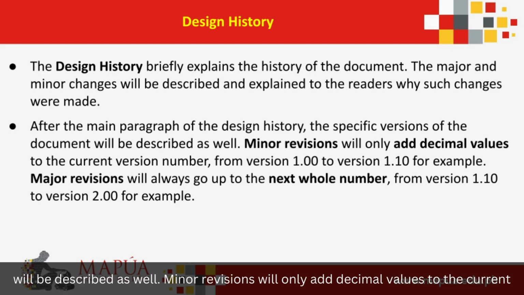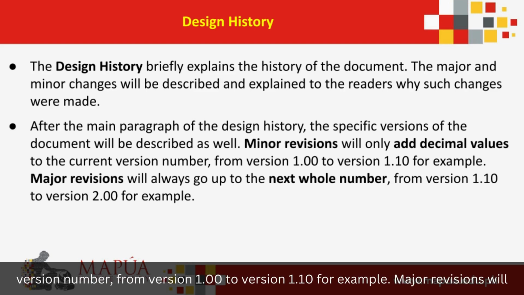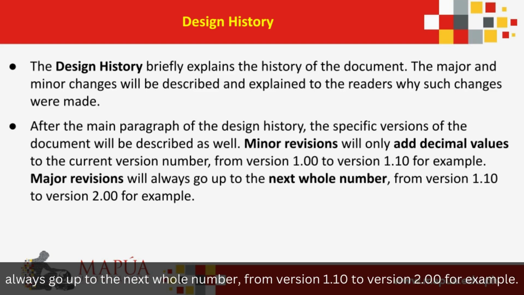Minor revisions will only add decimal values to the current version number, from version 1 to version 1.10 for example. Major revisions will always go up to the next whole number, from version 1.10 to version 2 for example.